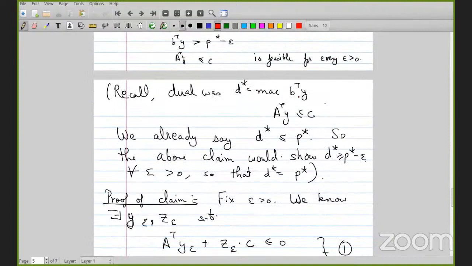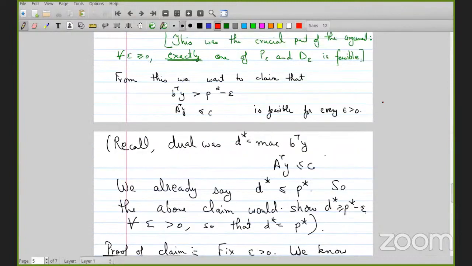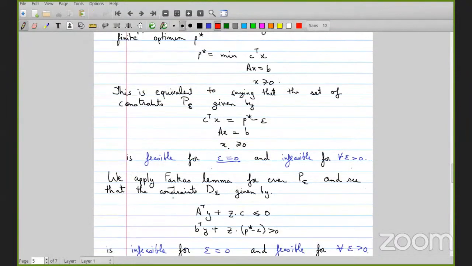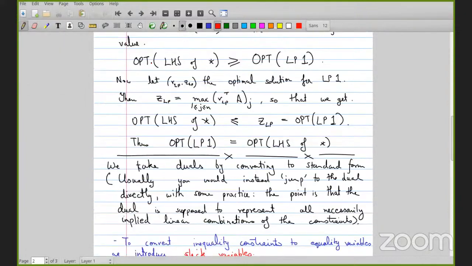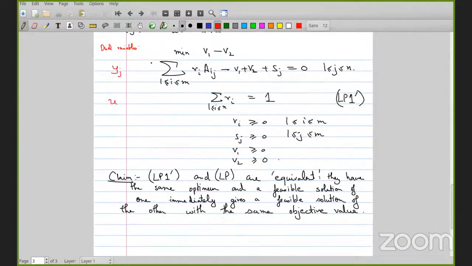So the dual used to be: maximize b transpose y, subject to A transpose y less than or equal to c, without any constraints on y. Except what was A? A was the full constraint matrix. The primal was minimize c transpose x, subject to Ax equal to b, x not negative.